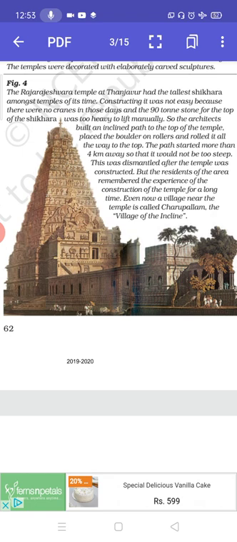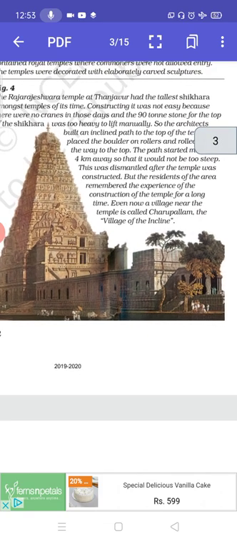So the architects built an inclined path to the top of the temple, placed the boulder on rollers, and rolled it all the way to the top. The path started more than 4 kilometers away so that it would not be too steep. This was dismantled after the temple was constructed.